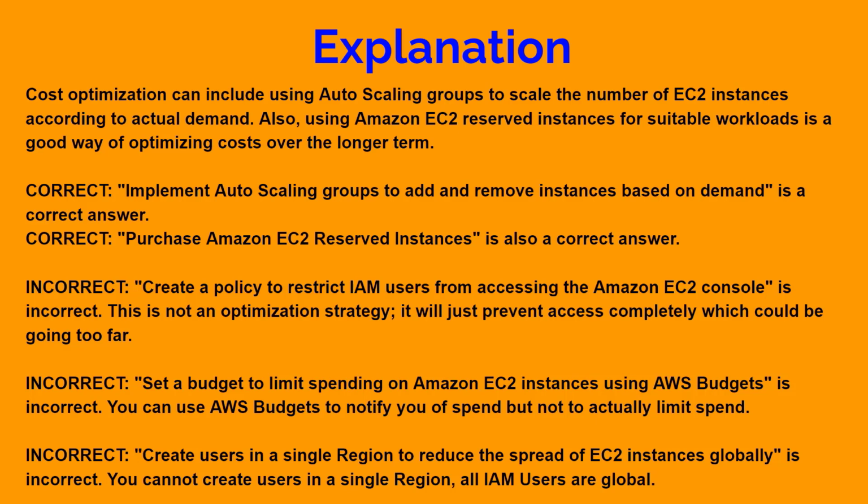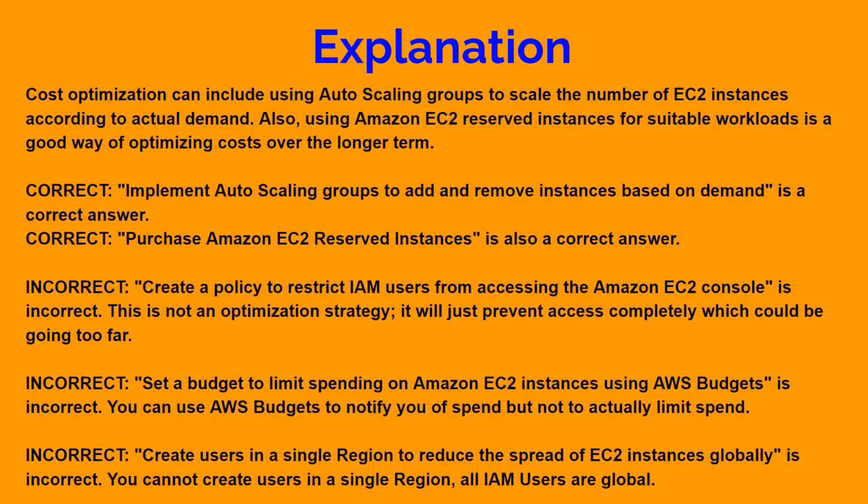Correct. Implement auto-scaling groups to add and remove instances based on demand is a correct answer. Correct. Purchase Amazon EC2 reserved instances is also a correct answer. Incorrect. Create a policy to restrict IAM users from accessing the Amazon EC2 console is incorrect. This is not an optimization strategy, it will just prevent access completely, which could be going too far.